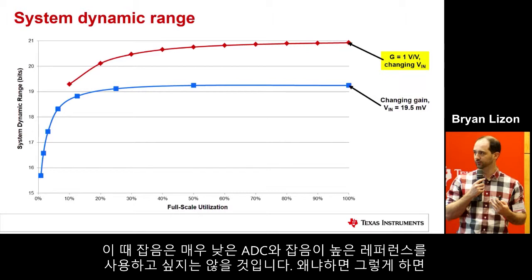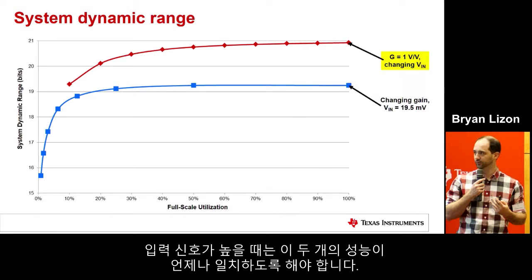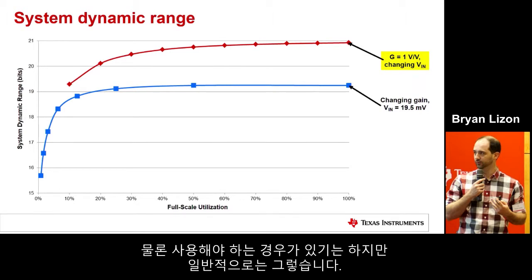You don't want to use a very low noise ADC and a high noise reference, because all you're going to see is your reference noise, and you're going to be paying for ADC performance that you cannot actually use. So you always want to make sure when you have large input signals that you can kind of match the performance of the two. And that can help you if you use a higher noise ADC. If you use maybe a 16-bit ADC, then you don't need to use such a high performance reference. There are some cases where you might need to, but in general, that's the case.